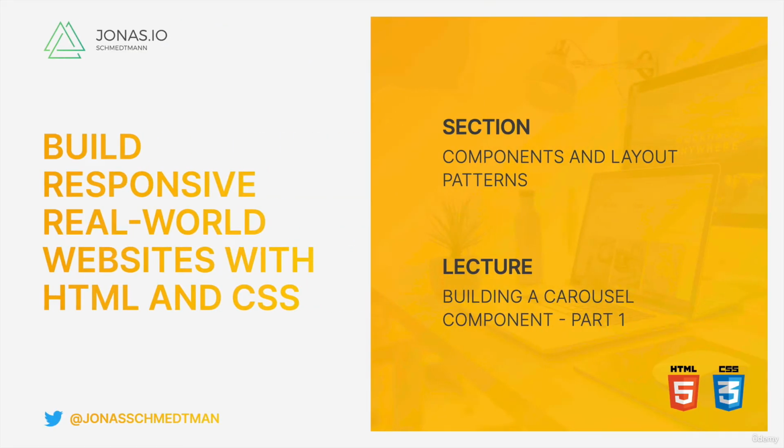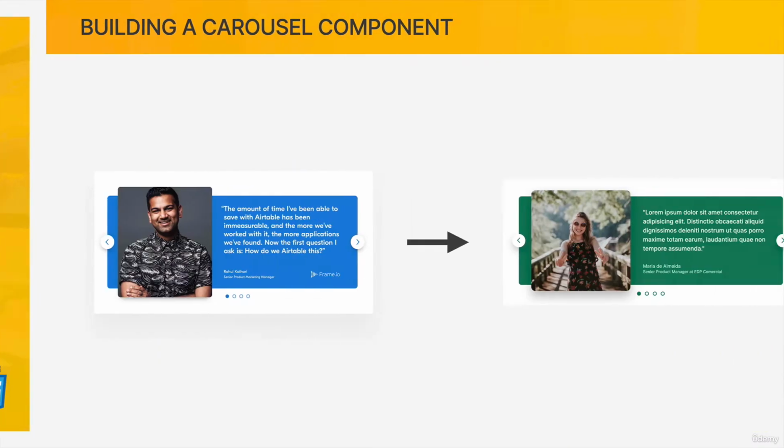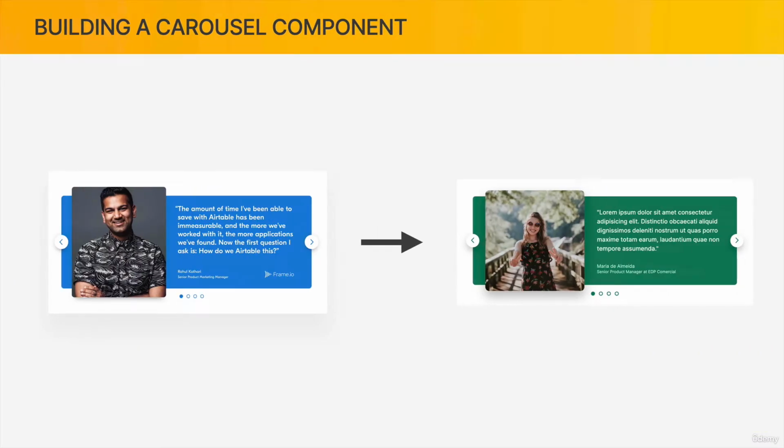All right, let's now have some more fun by building another component. In this lecture and the next one, we're going to build a carousel component. And just like with the last one, I chose one of the carousels that we saw before in the component gallery. In this case, this blue carousel here that I thought would be fun to recreate together with you.